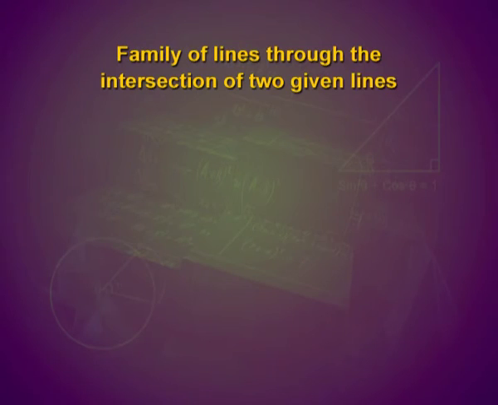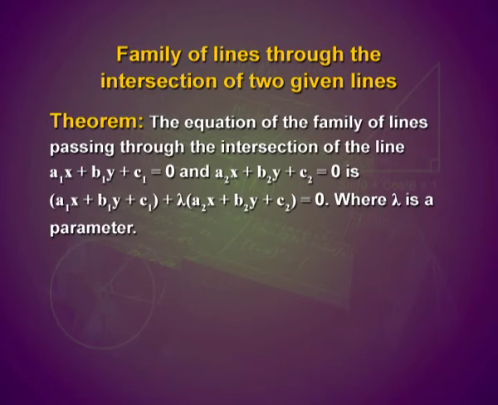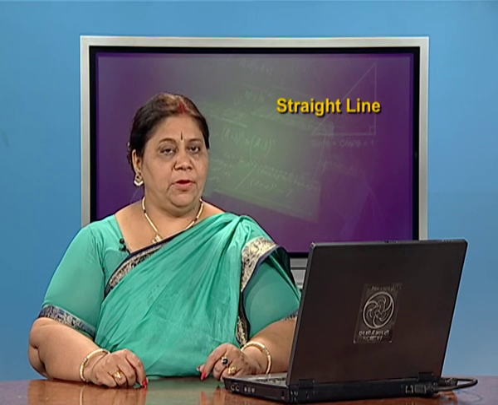Let us discuss about the family of lines through the intersection of two given lines. Let us look into the theorem. The equation of the family of lines passing through the intersection of the line a1 x plus b1 y plus c1 is equal to 0 and a2 x plus b2 y plus c2 is equal to 0 is a1 x plus b1 y plus c1 plus lambda into a2 x plus b2 y plus c2 is equal to 0, where lambda is a parameter. Let us solve an example using this.